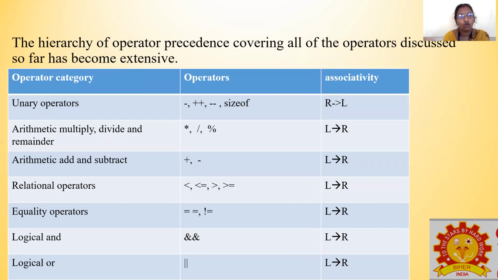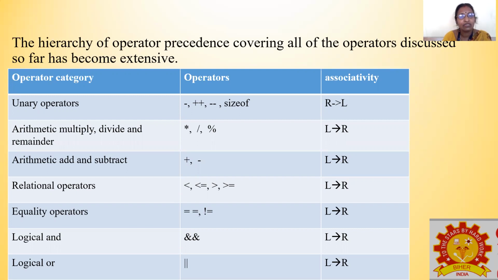Operator category, operator, associativity. Unary operators: plus, minus, increment, decrement, sizeof. Associativity is from right to left. If a group of operators is present in one statement, we have to calculate from right to left. Arithmetic multiply, divide, and remainder form one group. If these operators are present in the same statement, we have to compute from left to right. Arithmetic add and subtract belong to one group. If they are present in one statement, we compute from left to right.